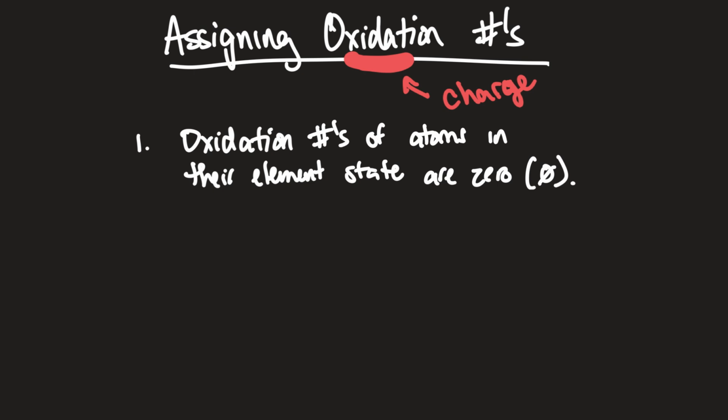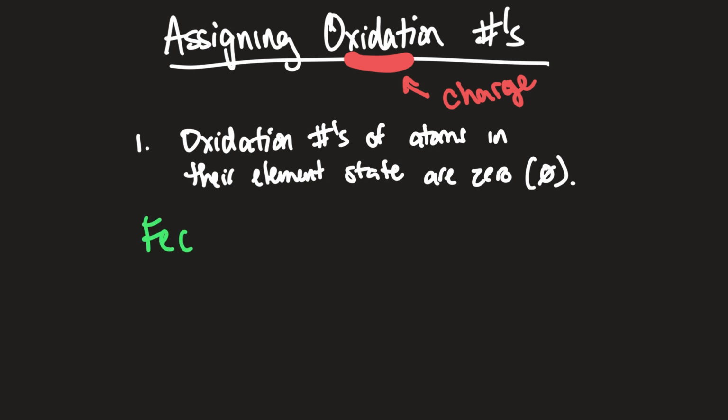But first, let's just talk about how we assign oxidation numbers. All right, so the first thing to think about is that the oxidation number of atoms in their elemental state is always 0. That means if the substance is an atom or an element, it's always 0. So, for example, let's just go through a few.